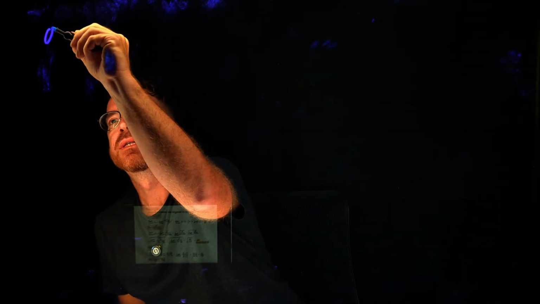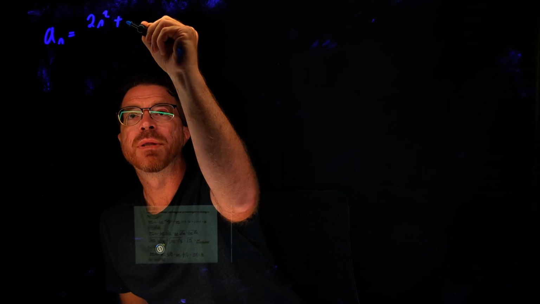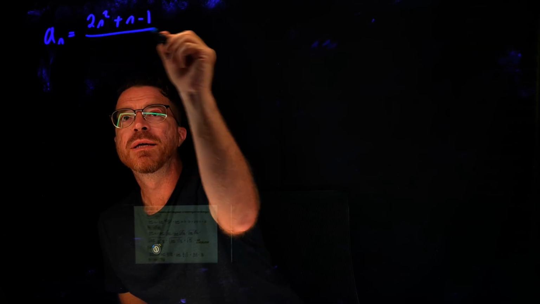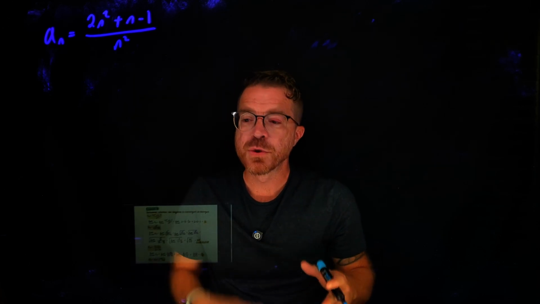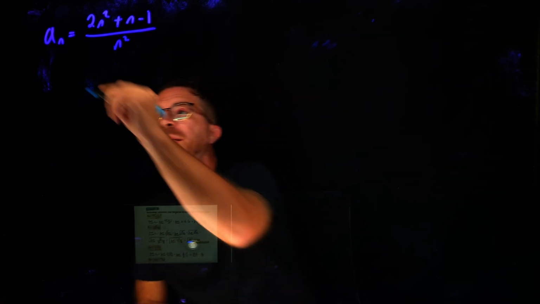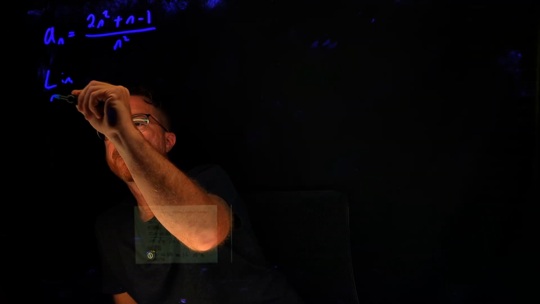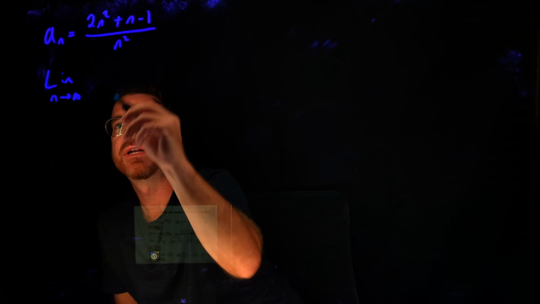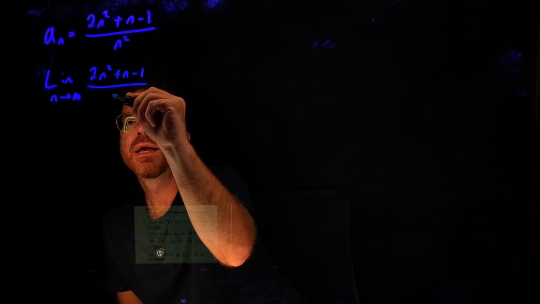For our next example, we're going to look at whether the sequence an equals 2n squared plus n minus 1 divided by n squared converges or diverges. So we're going to do this, of course, by taking the limit of this sequence. So we're going to take the limit as n approaches infinity of 2n squared plus n minus 1 divided by n squared.